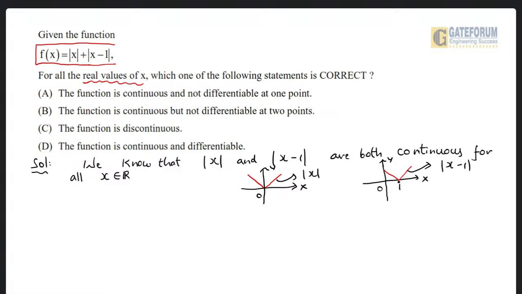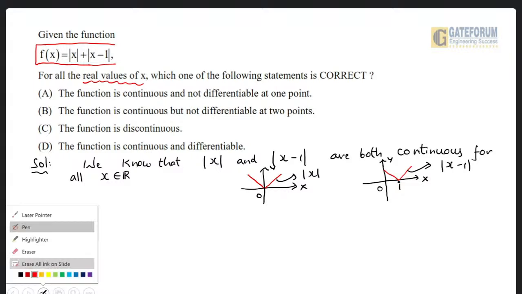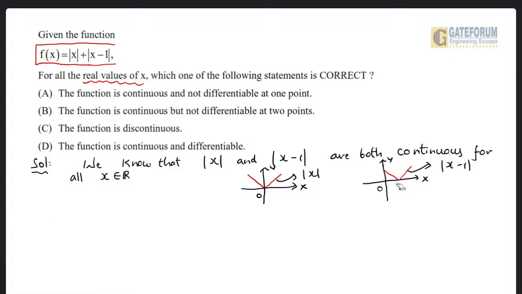Now, this is a corner point. This is not differentiable at x equal to 0. This is not differentiable at x is equal to 1. Am I correct or not? Graphically, as I explained, multiple tangents are there. Okay?